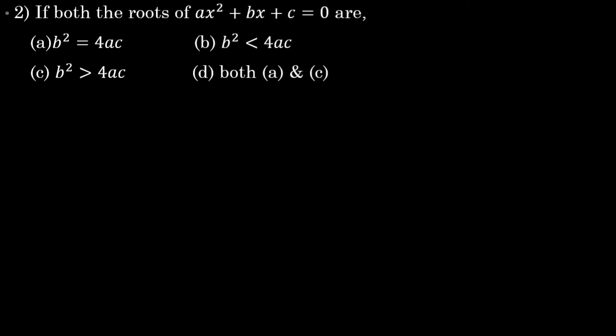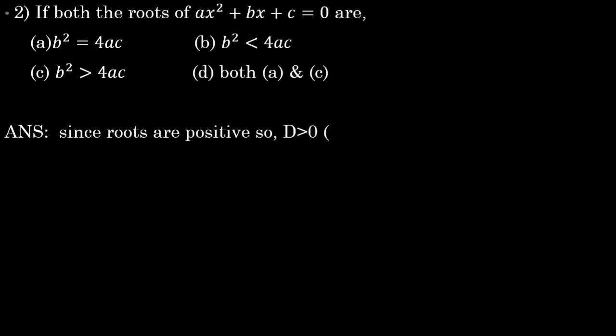If both the roots of ax square plus bx plus c is equal to 0 are. Options we have b square is equal to 4ac, b square is less than 4ac, b square is greater than 4ac, and both A and C. Here we need to see the nature of the roots. b square equal to 4ac means one possible root we will get. b square greater than 4ac, we can get the roots. But b square less than 4ac means it's not possible, because we'll get a negative, so it's not possible to get two roots. So we will check with these two conditions.